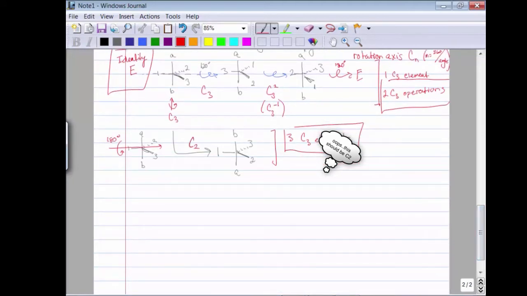Okay, so you said that there's a mirror plane. Which one were you talking about? Okay, so it looks like she's doing in the plane of the paper, basically. Right? There's 3 C2 elements.